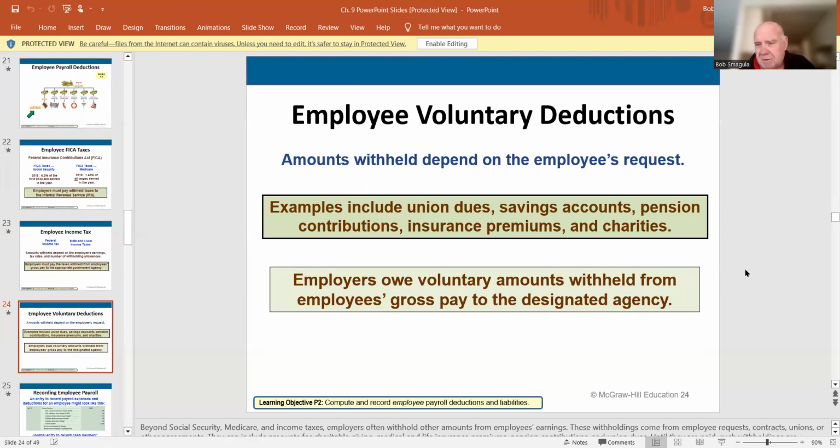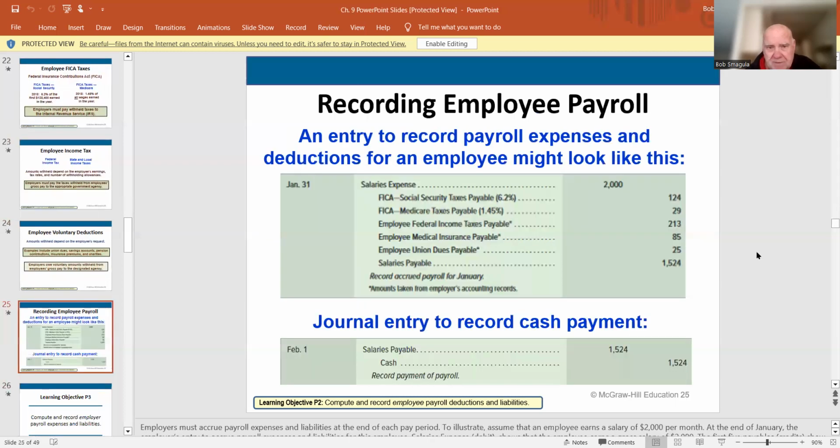That's more than enough, I think, about payroll accounting. Employee voluntary deductions: union dues, savings account, pension contributions, etc. Employers owe voluntary amounts withheld from employees' gross pay to the designated agency, right?